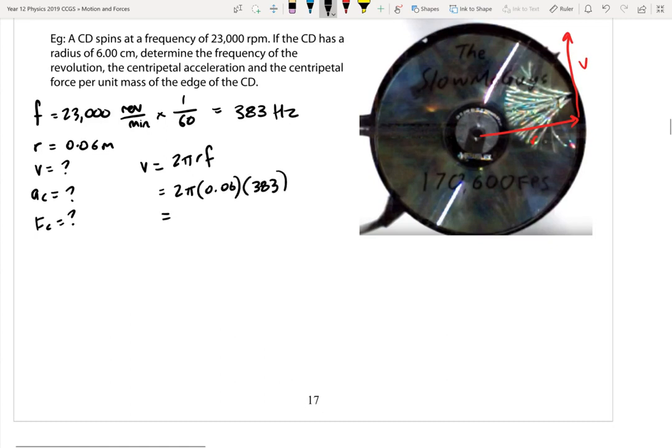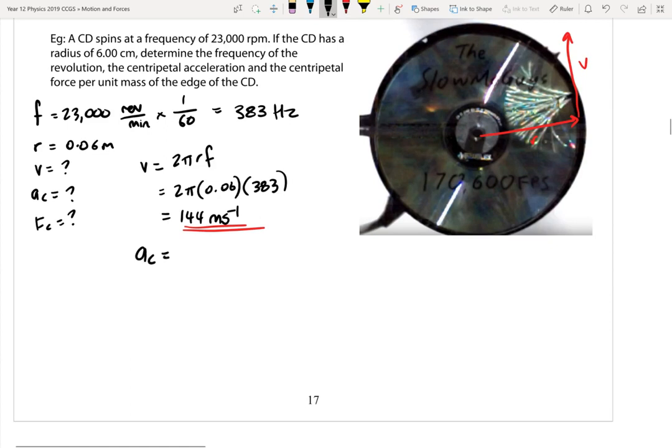This is solving for the velocity on the outer edge of the disk. So we're setting the radius to be the edge of the disk, and we get 144 meters per second, which is pretty damn fast. Okay, that's about, I don't know, 40% the speed of sound.